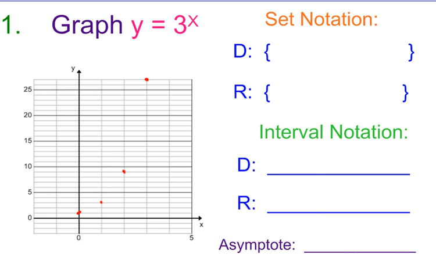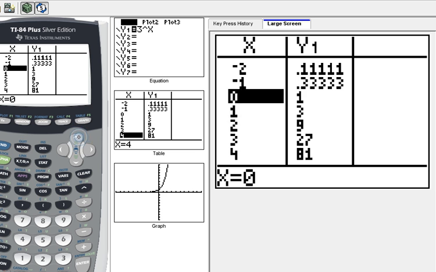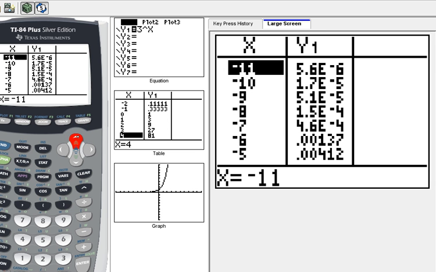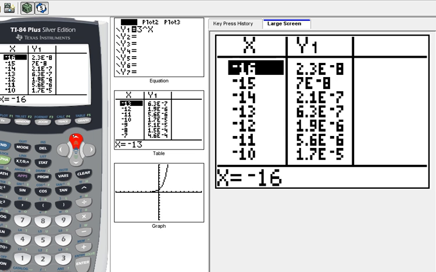The other ones by decimals, I'm just going to estimate. You can see that I have (-2, 0.1), (-1, 0.3), so 1/3. If I go up, you'll notice that as I go higher, I'm in scientific notation there, aren't I? That -11 would be 0.000056. So I'm getting really, really close to 0, but notice I'm never hitting 0. I'm just getting smaller numbers.